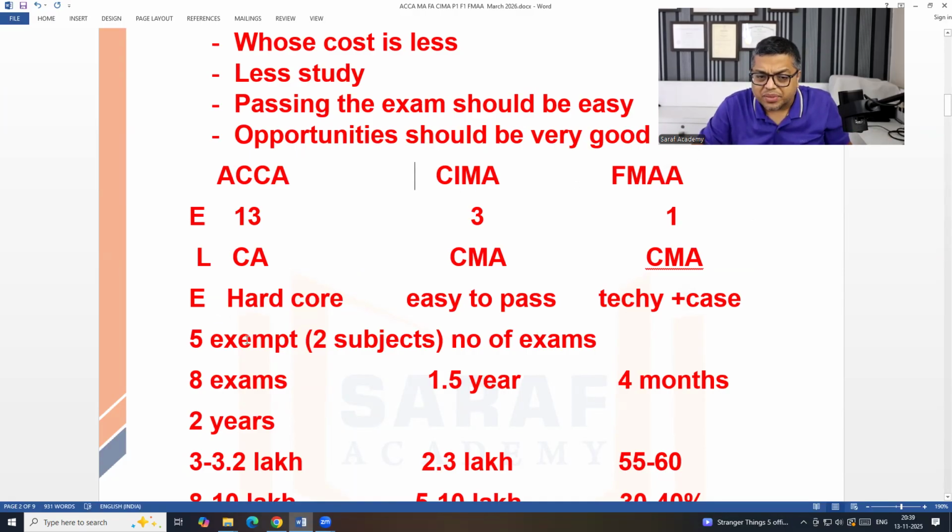For ACCA, exemptions are there. If somebody is doing BCom from a good university, the things which we are going to study in our classes, at that knowledge level, you don't need to give exams, they are exempt. For CIMA, already they are giving exemptions. They are asking only 3 exams. For FMAA, only 1 exam. There is no question of any exemptions.